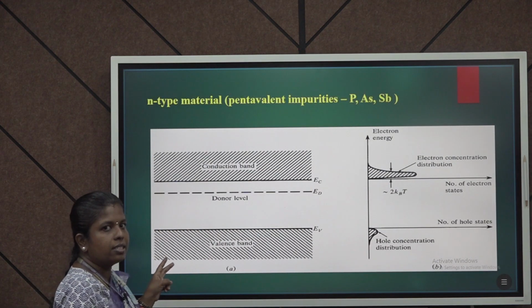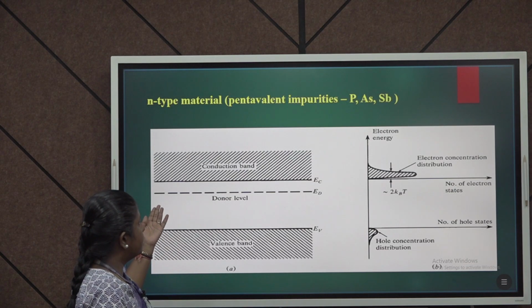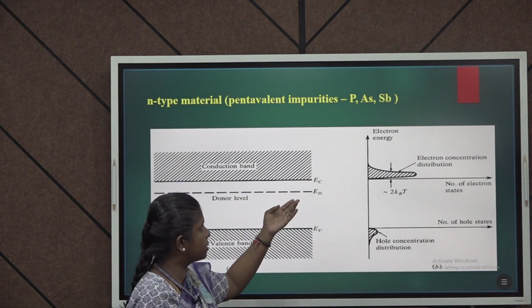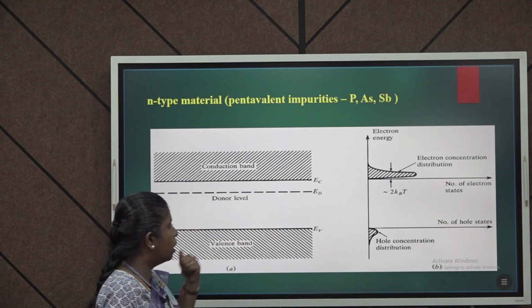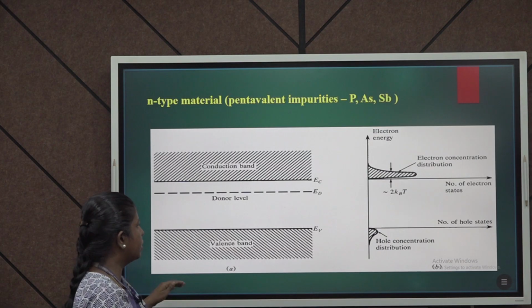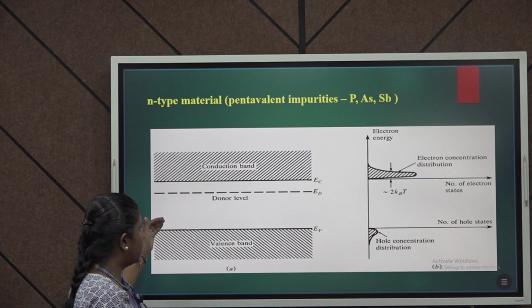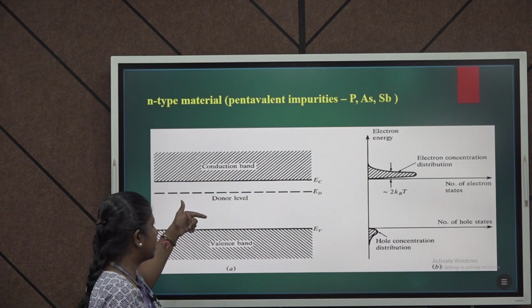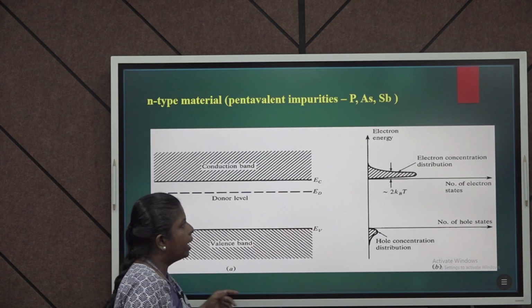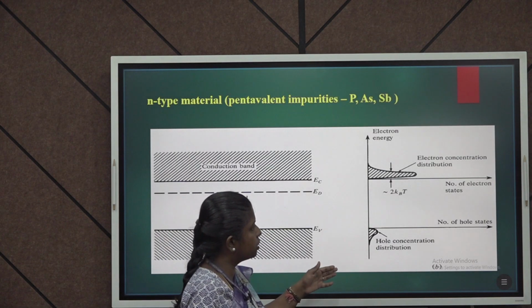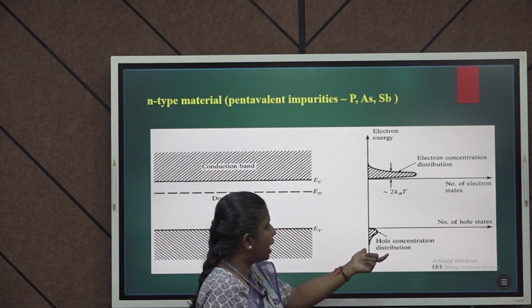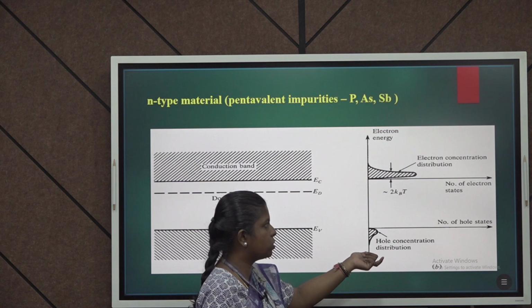This is the second case, where the n-type material is chosen, and here pentavalent impurities such as phosphorus, arsenic or tin are used. Here you can see another level, the donor level, between the valence band and the conduction band, and the donor level is very near to the conduction band. In the carrier concentration distribution, you can see the electron concentration is higher and the hole concentration is much lesser.